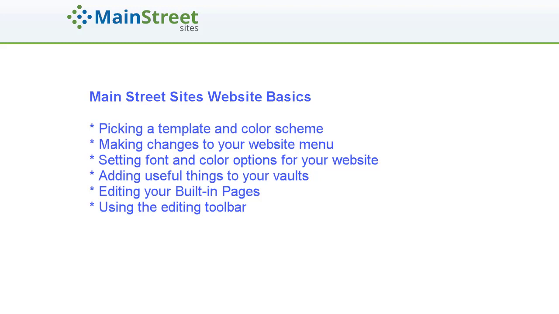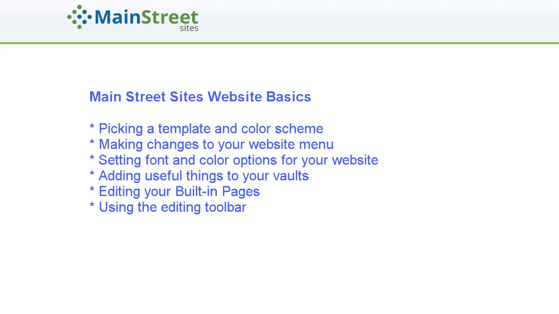In this video, we're going to go over some simple things you can do to get started with your Main Street Sites website. We're going to look at picking a template and a color scheme, how to make changes to the menu of your website, setting some font and color options for your site. We'll take a look at the vaults where you add pages and images and files. We'll see how you edit your built-in pages, and we'll see how you use the editing toolbar. So let's take a look.